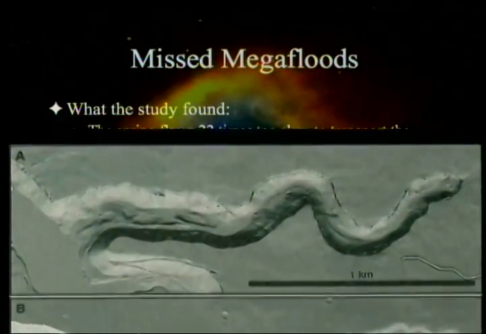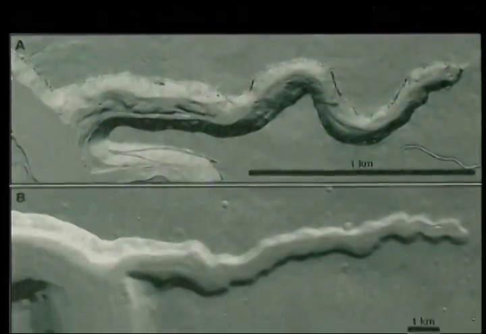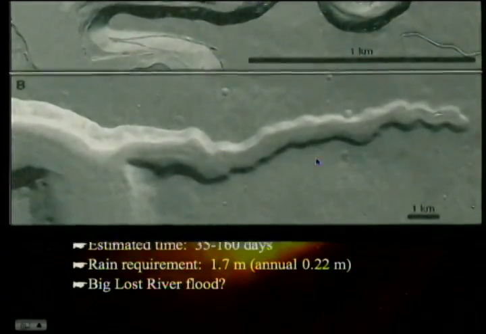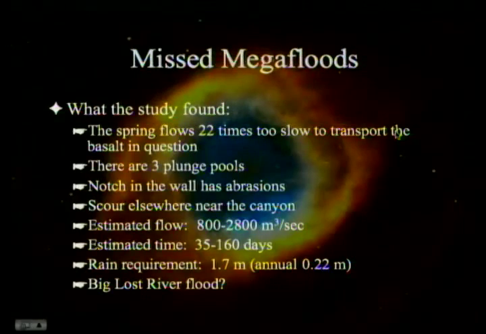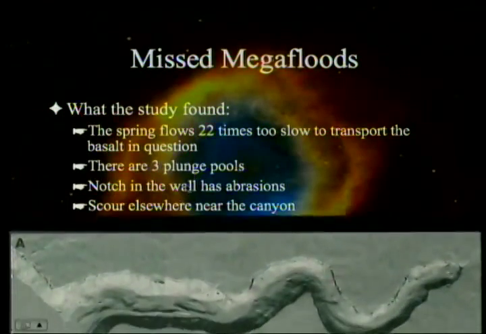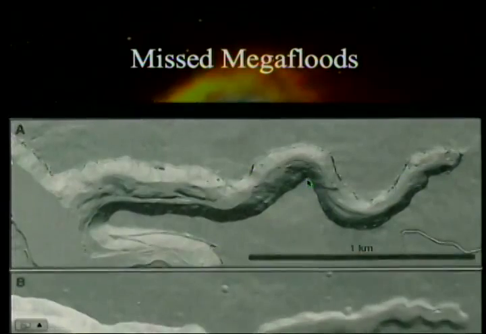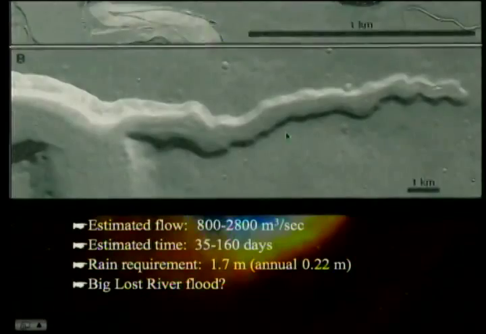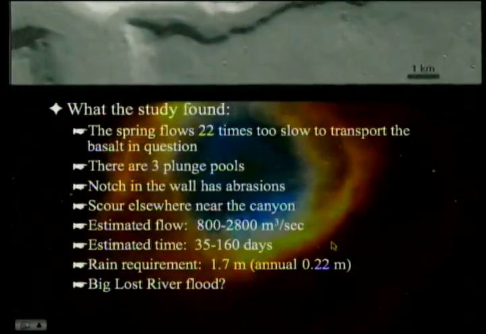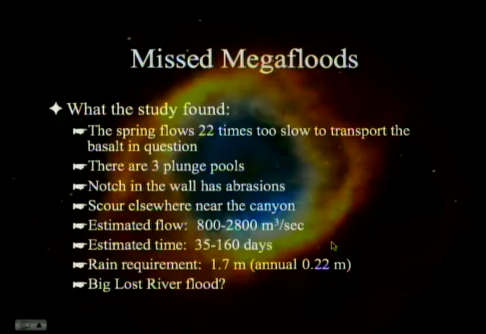There's something else that's interesting. The top one happens to be the Box Canyon, and this is one on Mars, which is a little bit smaller, but it's rather amazing how close the two of them are.